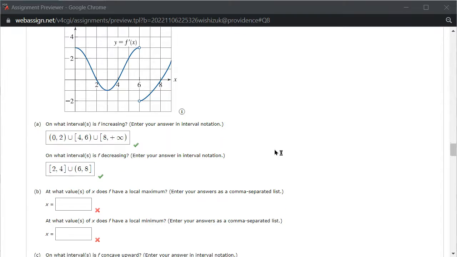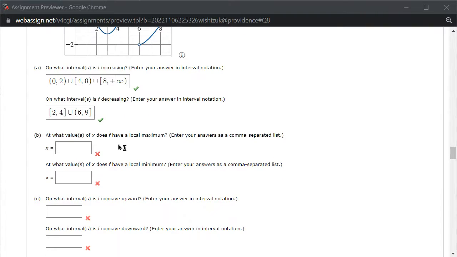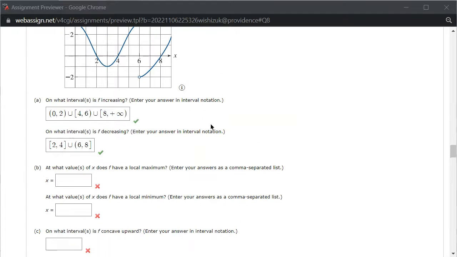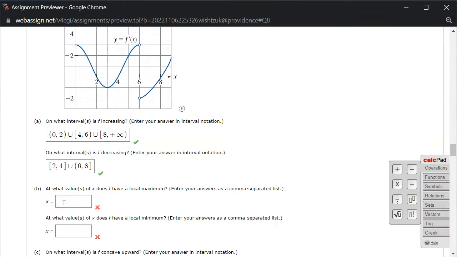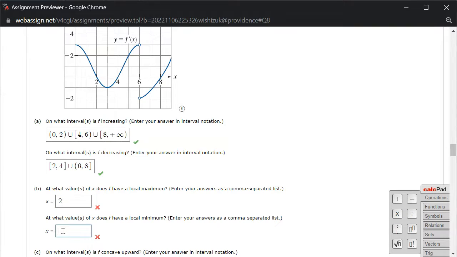So what value of x does f have a local maximum? We want a positive derivative to turn into a negative derivative, because we want a mountain shape, a hill shape. So at 2, the positive derivative turns into a negative derivative, so at 2 you would have a maximum. At 4, it's negative to positive, so it's going to be a minimum. So I'll probably put 4 there.